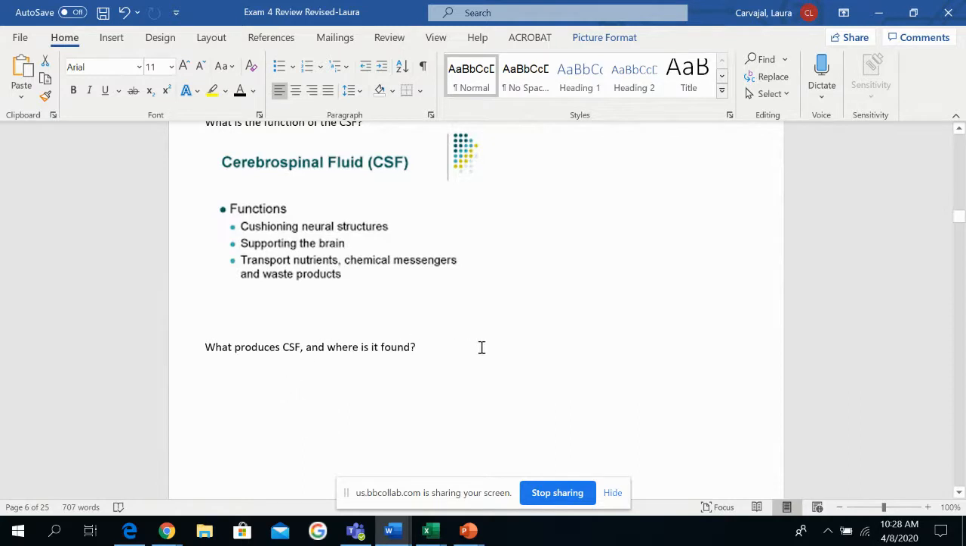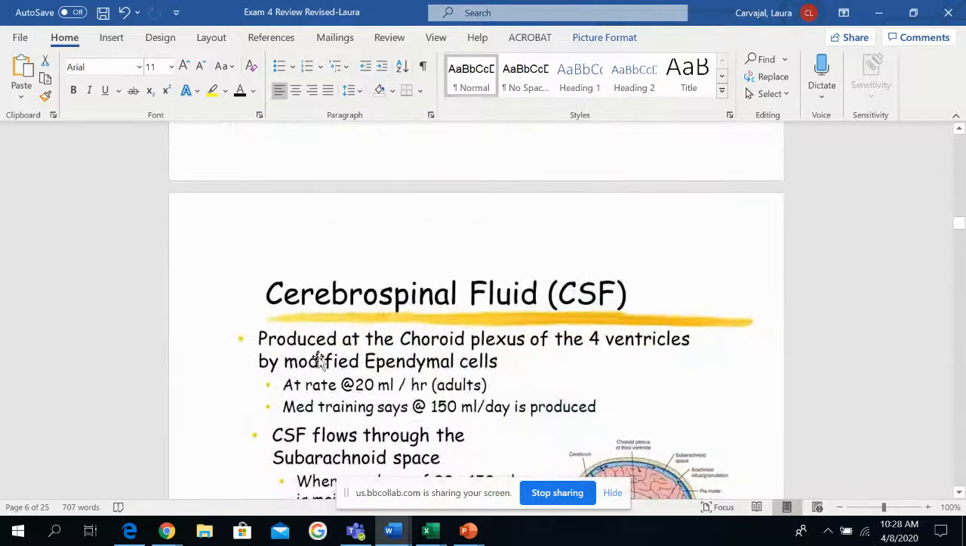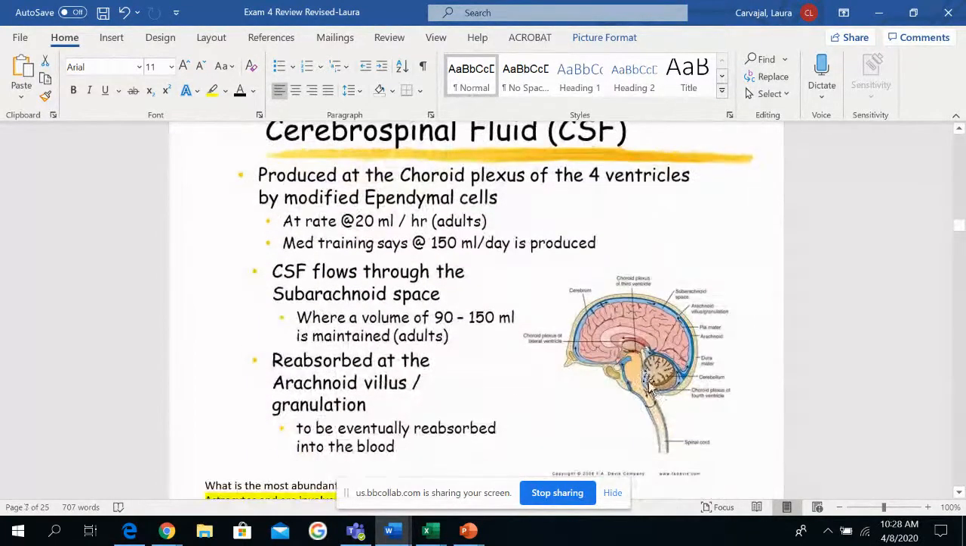What produces CSF and where is it found? Well, we have ependymal cells. Sorry, I can't say that word. Ependymal cells form part of the choroid plexus, which lines all four ventricles and produces the CSF. So ependymal cells in the choroid plexus that line all four ventricles, that is where CSF is produced.